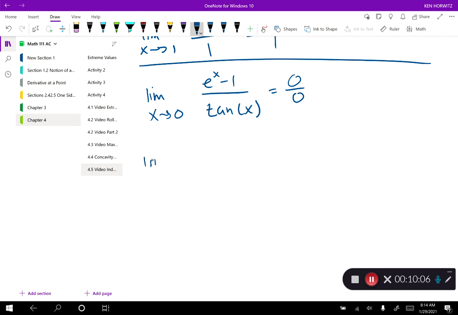So I take the limit as x approaches 0. The derivative of e to the x minus 1 is just e to the x. The derivative of tan x is secant squared x. And when you plug in again, e to the 0 is 1. The secant squared: secant of 0, cosine of 0 is 1. So 1 over 1 happens to be 1. Once again, just a coincidence that both of these have the same answer. All right, so let's explore a couple more indeterminate forms.